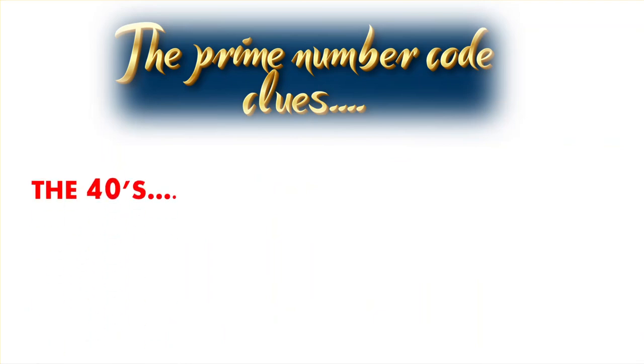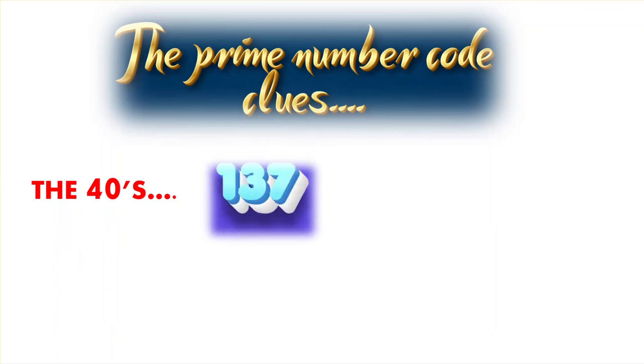So now, the 40s. The code for the 40s is what? 1, 3, 7. Let's dial it. 1, 3, and 7. Call Mr. 40. 1, 3, and 7. One more time, let's call. 1, 3, and 7. Very good. That means it's what? 41, 43, and 47. Awesome. Good.